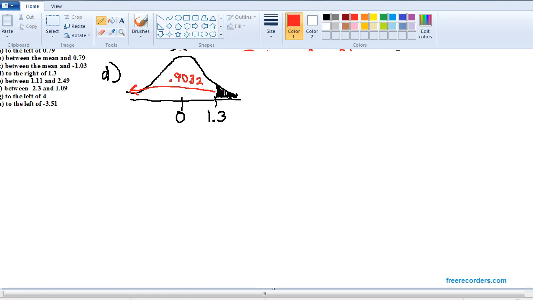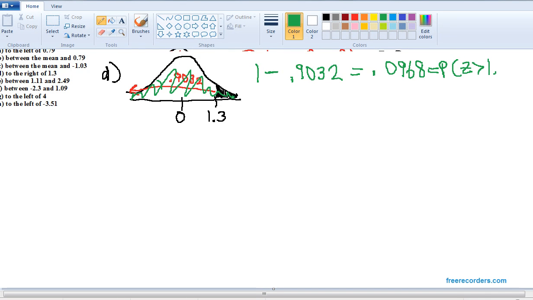So we know that all the area under the curve, all of this green area, we know is 1. If the green area is 1 and the red area is 0.9032, subtract and you will get 0.0968. That's the probability that Z is greater than 1.3. It asked us for a percent, so we answer with 9.68%.